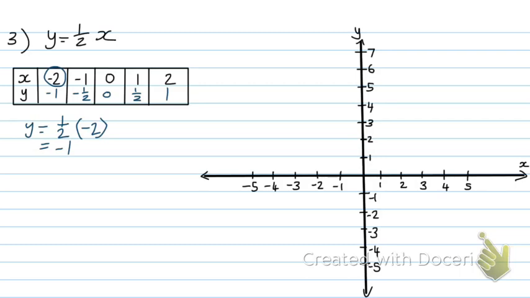Now I'm going to plot the points. Negative 2, negative 1; negative 1, negative a half; 0, 0; 1, a half; and 2, 1. I draw a line through them with arrows at the ends, and I write down the equation as well as the coordinate of the intercept. So it's y is equal to a half x.